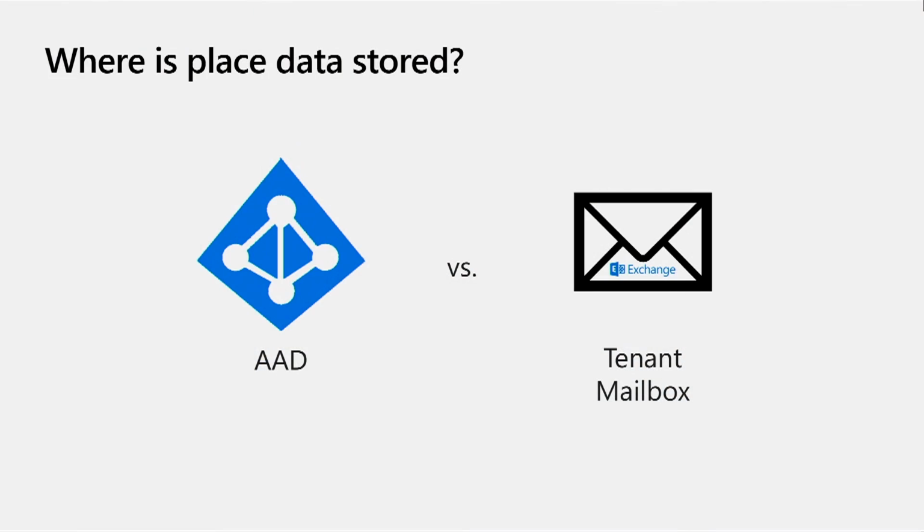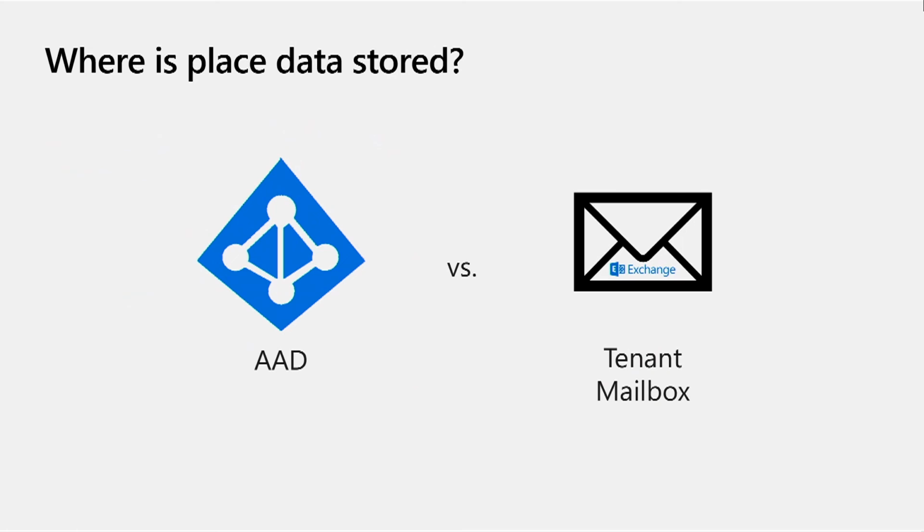The next question I get is, where is place data stored? So traditionally, we would think of information as being stored in AAD, at least for Exchange. So AAD is where we have our people information and some room information as well. But what we've done is that we've created a new type of mailbox called a tenant mailbox, or also a tenant shard, where all the company places that each tenant has live in that mailbox.